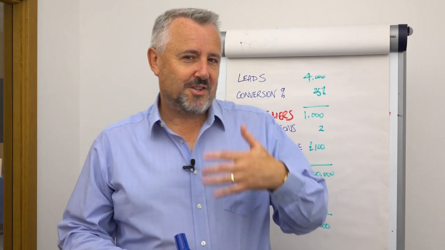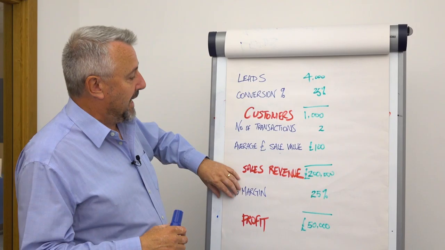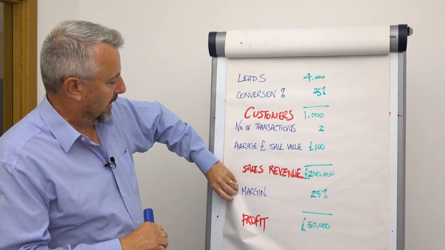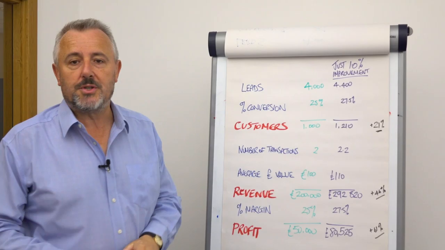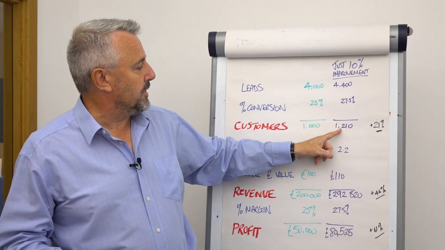So here's the really interesting bit. If we improve the component parts individually, they accumulate and act upon each other in a way that compounds the result way beyond the individual improvements. So for example, if we take those illustrative numbers and improve them by just 10%, you can see how 4,000 becomes 4,400. 25% doesn't go to 35%, it goes to 27.5%. But you can just see how we generate not 10% improvement in customers, but 21%.